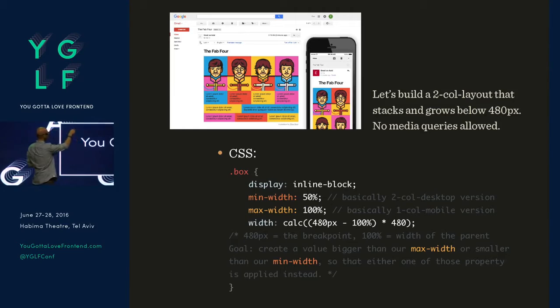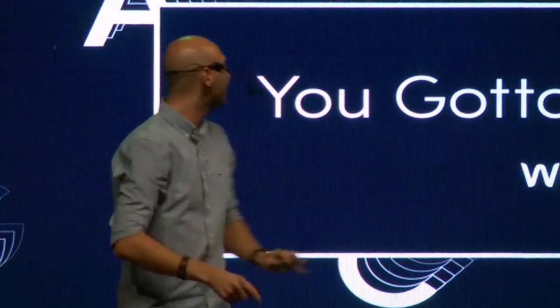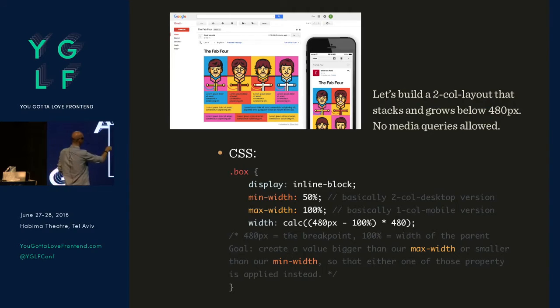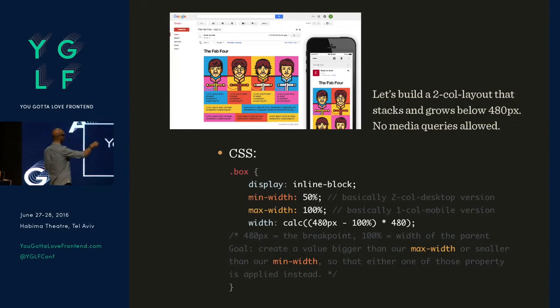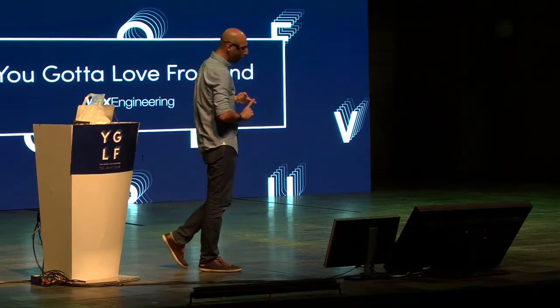We define the min width being 50%, max width being 100%, and the width being calculated from 480 pixels minus 100% times 480. That's okay, don't worry, this is going to be fine. I promise. So what the hell is going on here? Let's say we have a breakpoint at 480 pixels, right? So 480 pixels is our breakpoint. 100% is the width of the parent element, right? In our case, well, this is obvious. Our goal is always to create a value bigger than our max width or smaller than our min width, so that either one of those properties is applied instead of width.